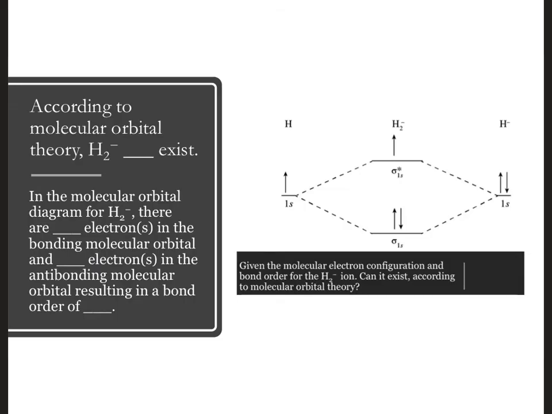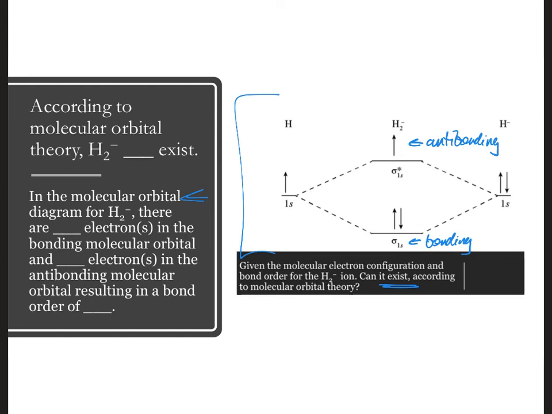All right, so this question is actually a twofer. If we want to figure out if something can exist, we first have to look at the molecular orbital diagram and consider how many electrons are in bonding MOs, how many are in anti-bonding MOs, and based on the bond order, you decide, does this exist or not? So to do that, we're going to start with this question first.